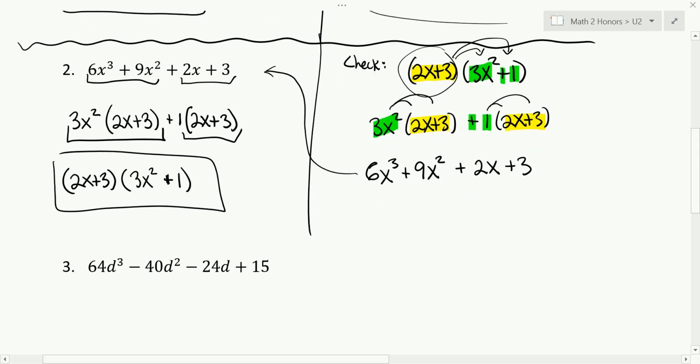Now I'm going to give you time to finish number 3, okay? I want you to do number 3. I want you to factor it, and I want you to check the answer. I'm going to give you a lot more time on this one, and I'm going to come around and check what you guys are doing.